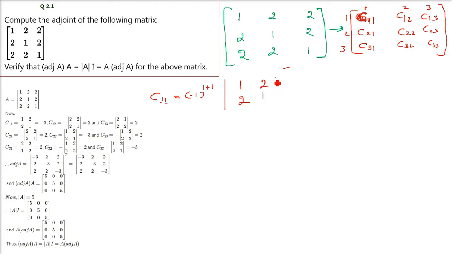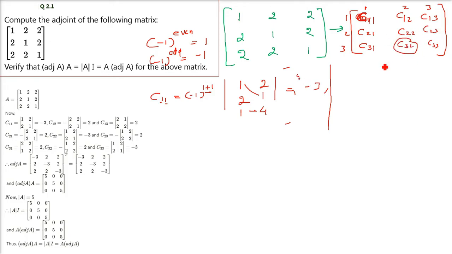Okay. So what is the value here? 1 minus 1 to the power 1 plus 1. Please remember minus 1 to the power even will always be 1. Minus 1 to the power odd will always be negative 1. Okay. Minus 1 to the power 1 plus 1, it is going to be plus 1. So the internal one is 1 minus 2 into 2, which is 4. So it is going to be negative 3. Let us take one more of it. C11 we have found out. Let us take any cofactor with a negative sign. How? We'll take C32. So C32 is what?